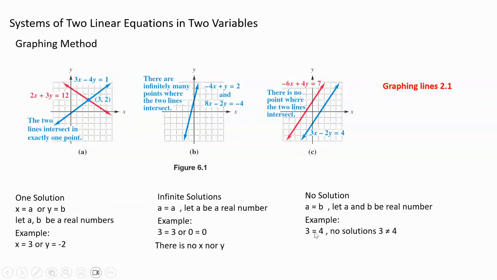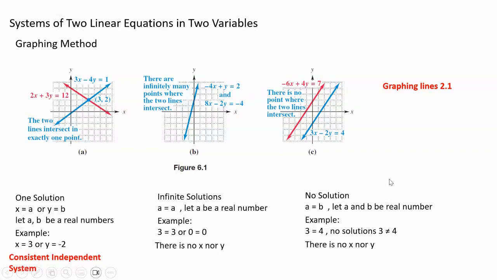Example, 3 equals 4, right? This is not true. That's why this one has no solution. And again, this one and B and C are almost similar because they don't have any variables, no x or y. Okay? Now, let me show you what I'm talking about: one solution, two solutions, and no solution. I'm going to do examples of each one.